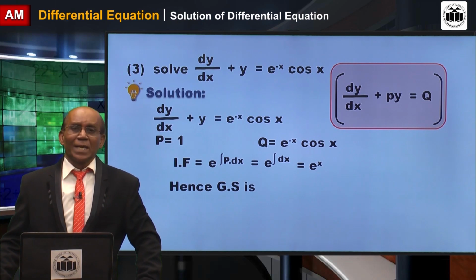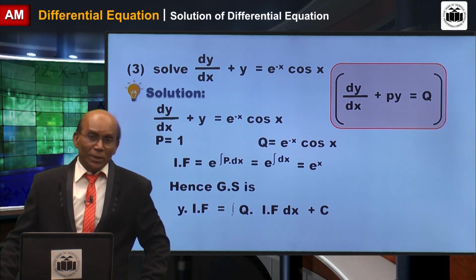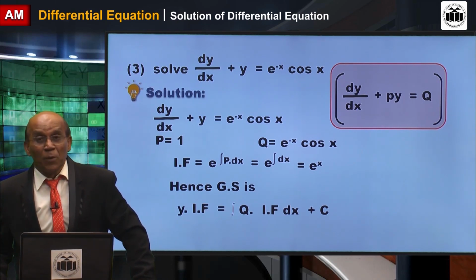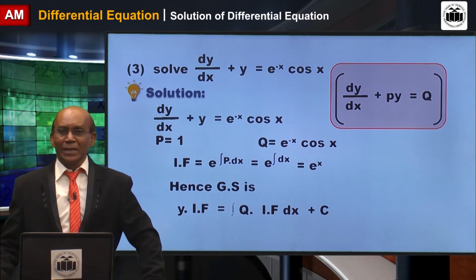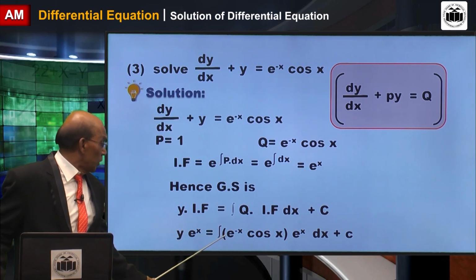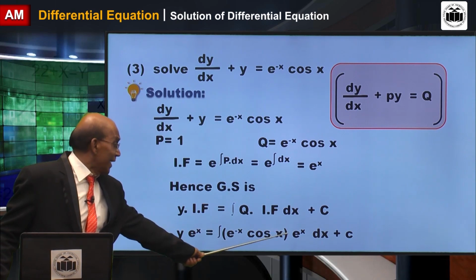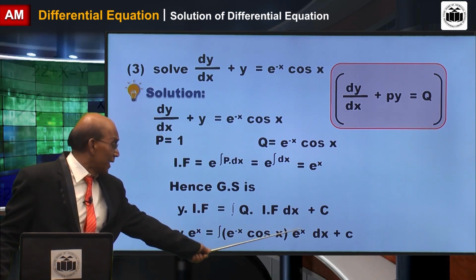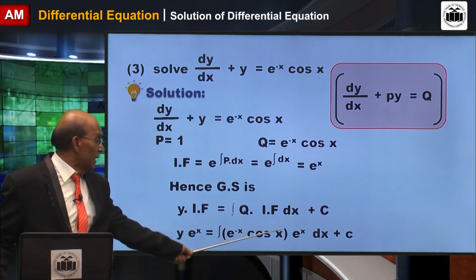Hence the general solution is y into integrating factor equals integral of Q into I.F. dx plus c. Now we put the value of I.F. obtained in the above step, that is e raised to x. So the next step is y e raised to x equals integral of Q inside the bracket, e raised to minus x into cos x, that is your Q, and the integrating factor is e raised to x, dx plus c. We want to simplify this and bring it again to the standard form.